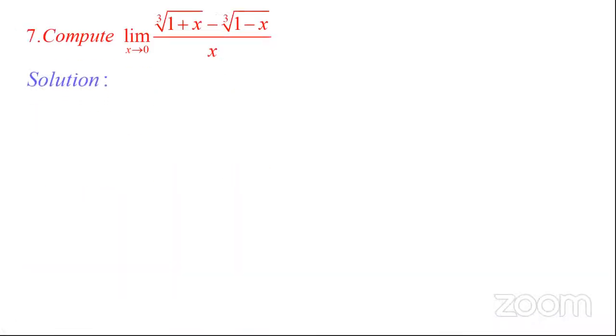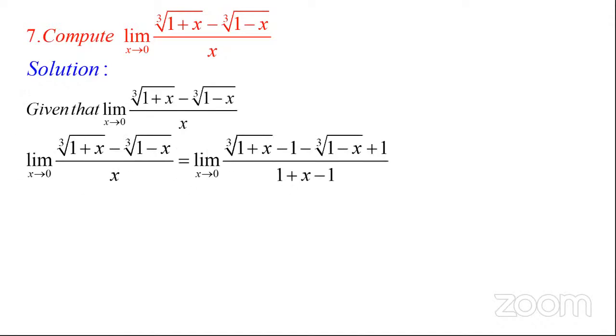Okay, this is a question. Given the limit as x tends to 0 of (cube root of 1 plus x minus cube root of 1 minus x) by x. So this is the formula we have to use. For that, you have to transform the value.